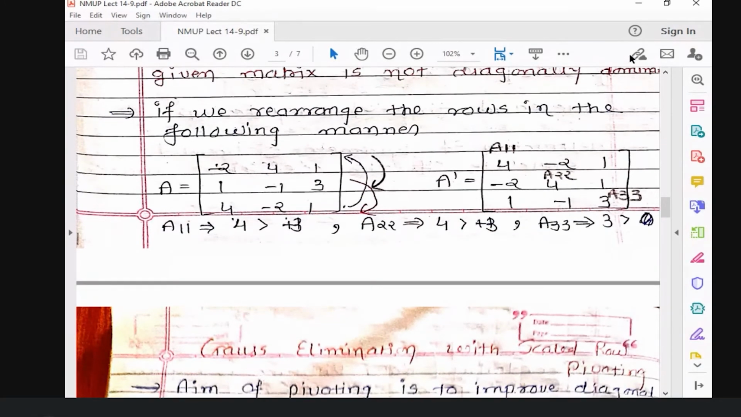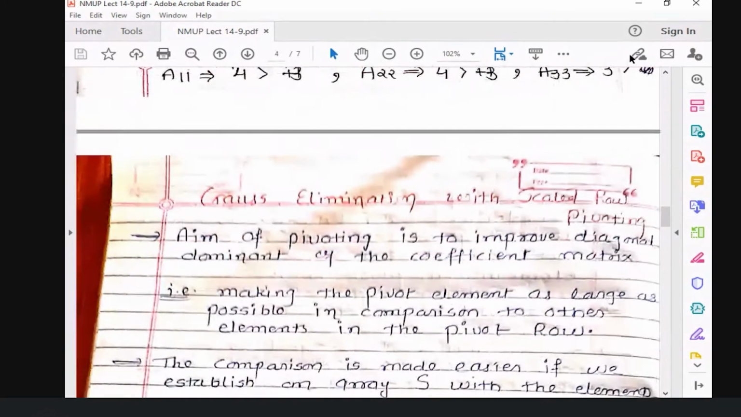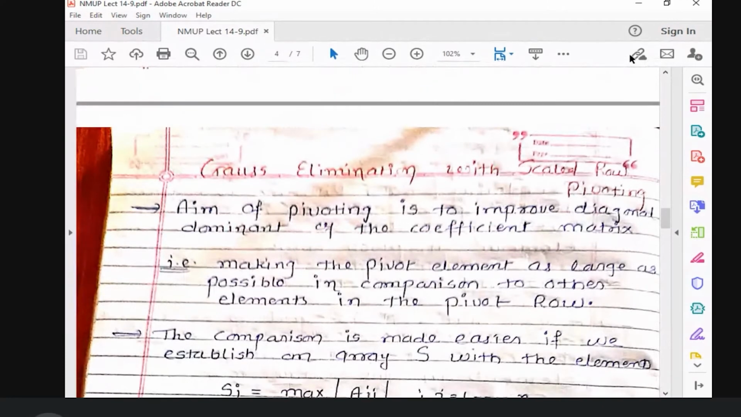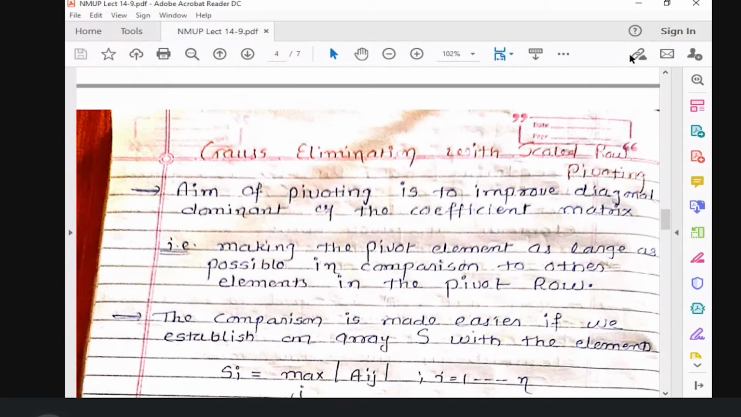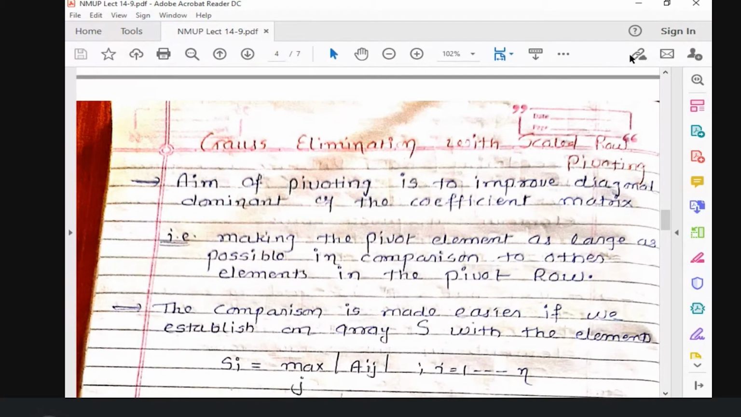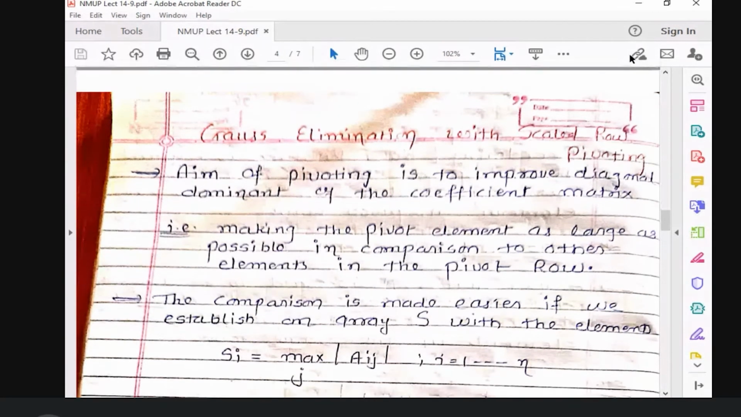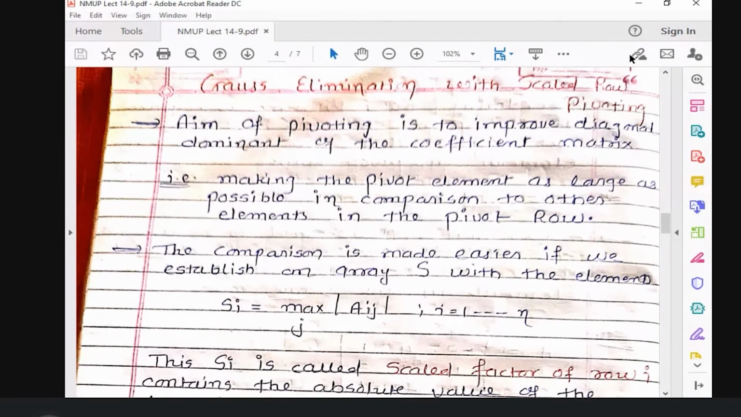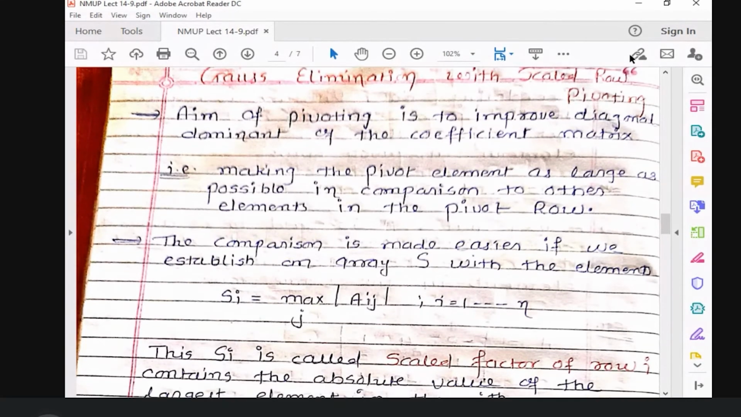So this is my first aim. By using this row pivoting concept, I want to make the pivot element in each row as large as possible compared to the other elements in the same row. The comparison is made easier if we establish an array S with the elements. So array S is nothing but the scale factor of row i.